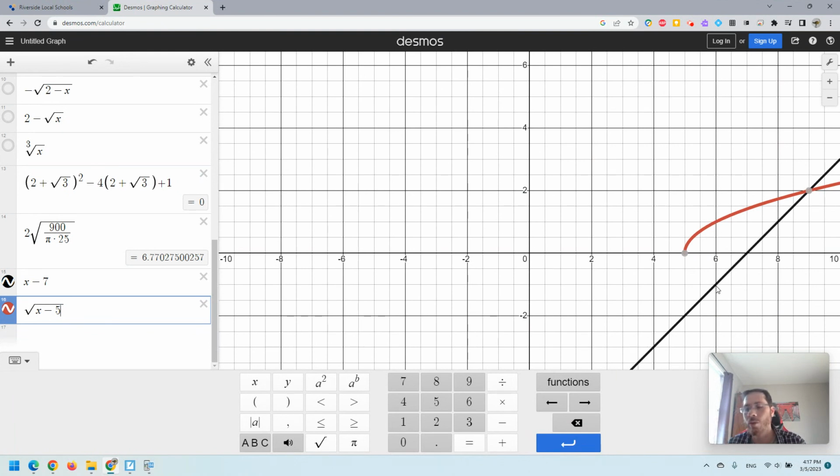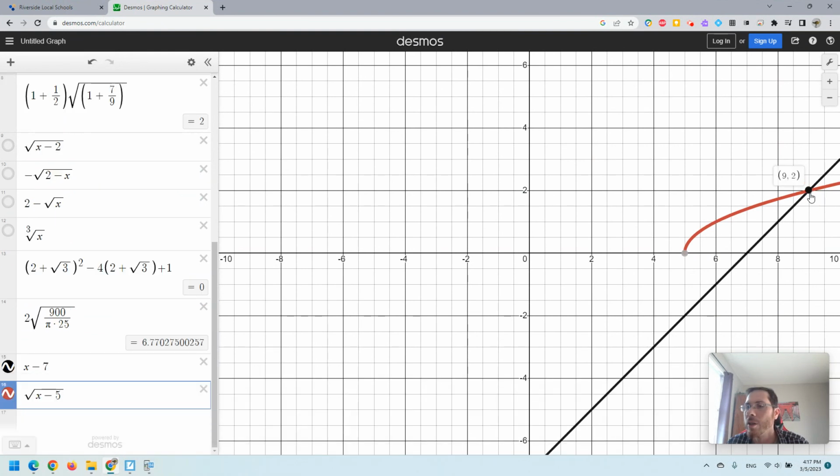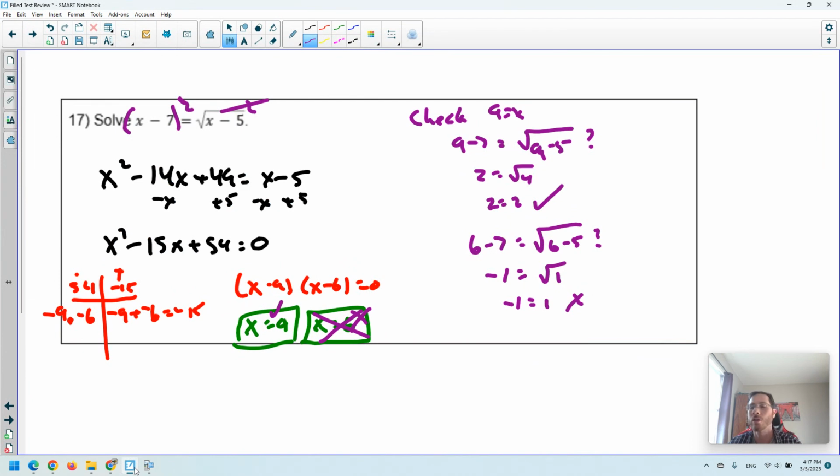So that does mesh with the check that we did. And over here at 9, they do match up at 9. So we are going to match at 9. So I'm pretty happy with my answer. Looks like I checked it with the graph. Again, you can check that with the graphs in the TI calculator as well if you wanted to. I just showed it on the Desmos for this one.